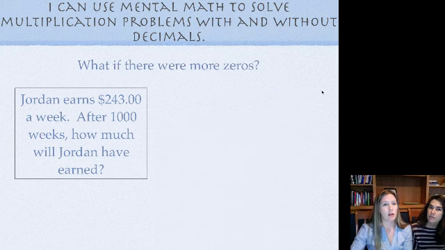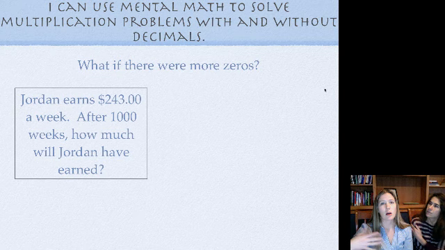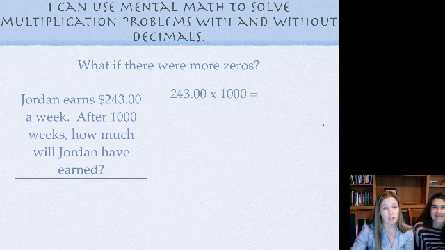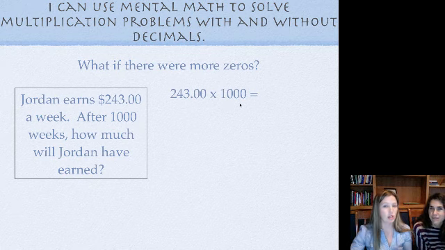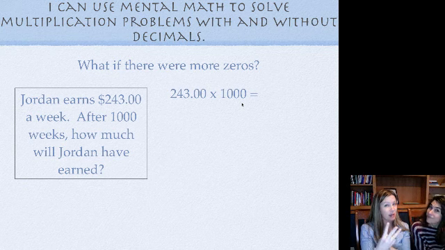And then another example, if there were more zeros. This time Jordan earns $243 a week still. This time after 1,000 weeks, so that's a really long time. How much would he have earned? This time you take 243 times 1,000. Now if you think about with 10, we had one 0, so we just moved it one spot. So if you have 3 zeros, you would move it 3 spots.